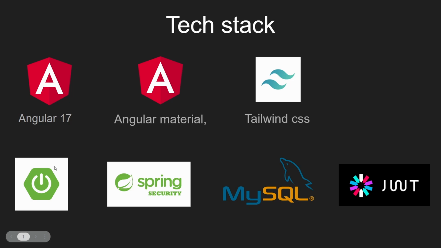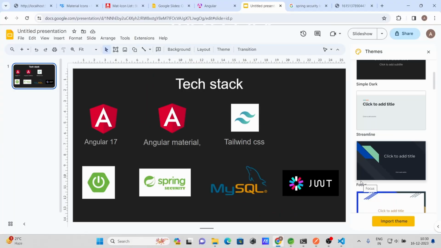So guys, these are for the front end, and if I talk about the backend, then in the backend we are going to use the latest version of Spring Boot. Okay, then Spring Security for the authentication part, MySQL as a database, and JWT token. So these are the technologies guys we are going to use in our project.